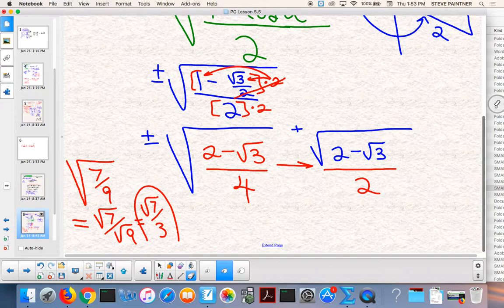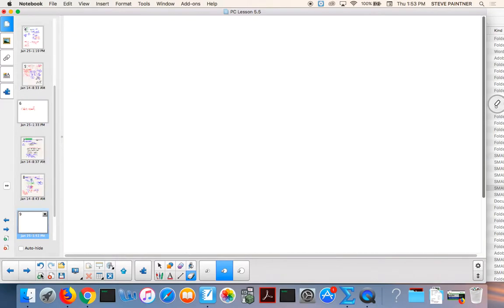Go do number 63 in your book. Just do the half angle for sine. We have to do all sine, cosine, tangent, but I just want you to do sine. Number 63. Go. You got 7-8 minutes. We can do this.